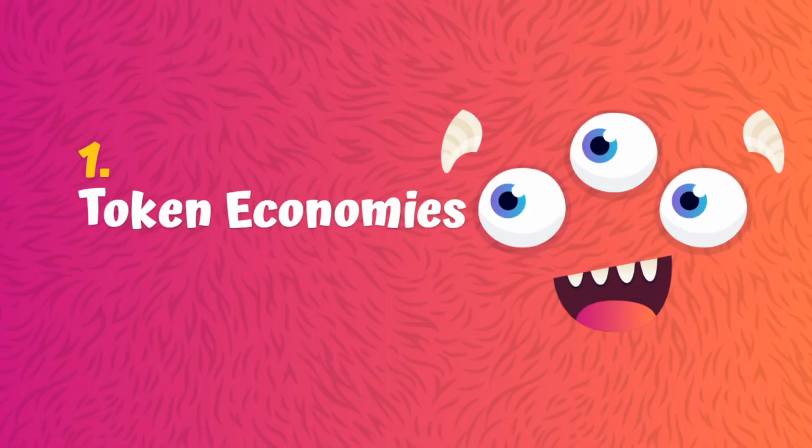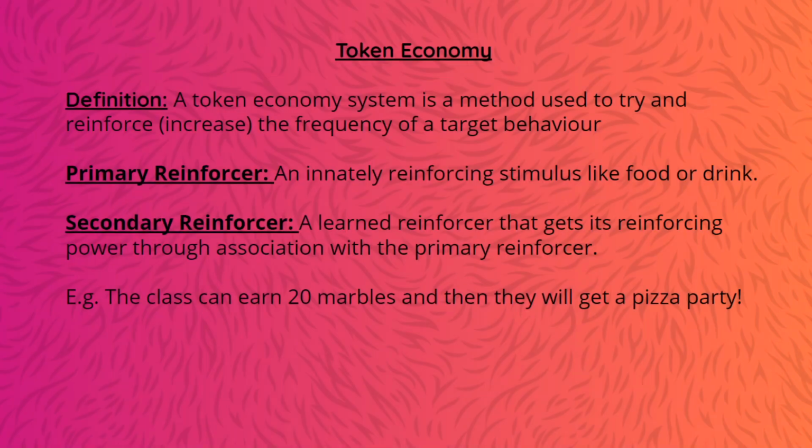So next we have token economies. A token economy system is a method used to try and reinforce or increase the frequency of a target behavior. And within a token economy, there are what are called primary reinforcers and secondary reinforcers.